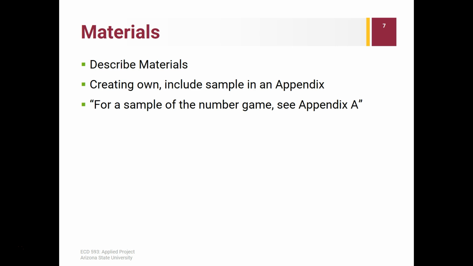The Materials section is just a listing and description of materials that will be utilized in your project. If you are making your own materials, please include a sample of these materials as an appendix. An appendix is something that you add on to your paper that goes at the end of the paper that provides additional information about topics discussed in your paper. You would reference this appendix by saying something like, for a sample of the number game, see Appendix A, only you would use whatever material it is that you created in this description.